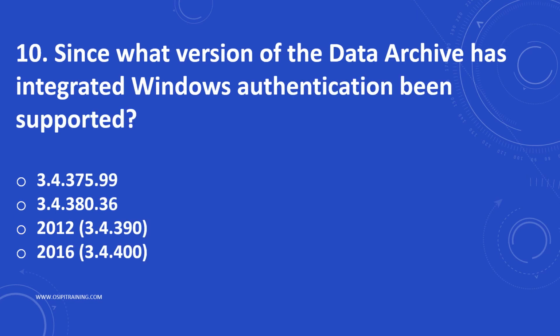Since what version of the Data Archive has integrated Windows authentication been supported? The options are 3.4.375.99, 3.4.380.36, 2012 3.4.390, or 2016 3.4.400. It will be 3.4.380.36.